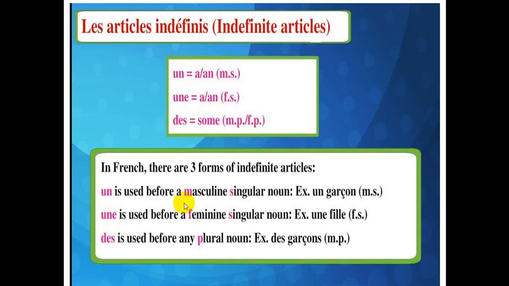Un is used before a masculine singular noun. For example, un garçon. Garçon is the word we use for boy. Boy is a masculine noun in French. That's why we are using un before this. Same way, une is used before a feminine singular noun. For example, une fille. Fille means girl, and this is a feminine singular noun, so we are using une before that.